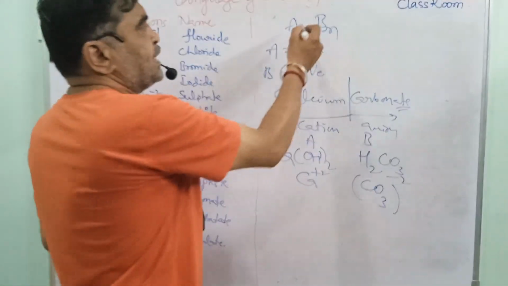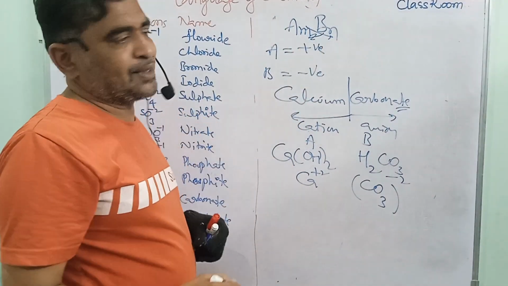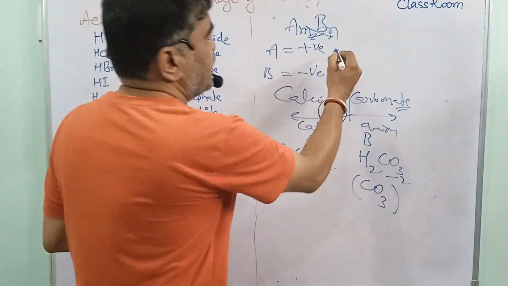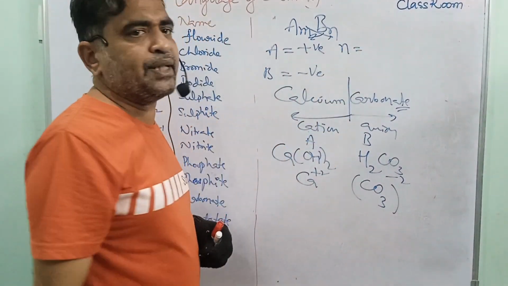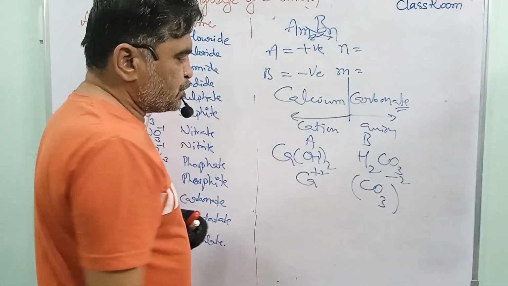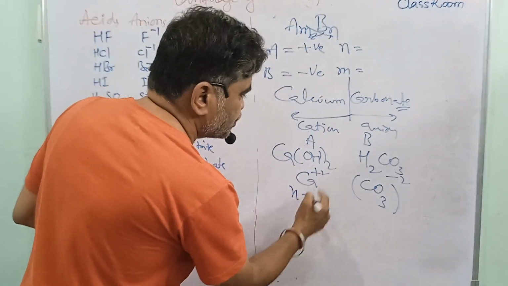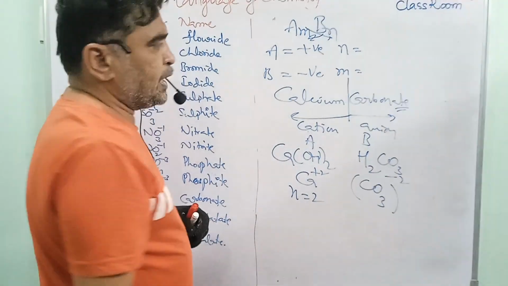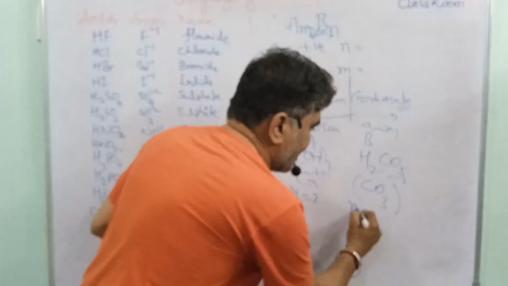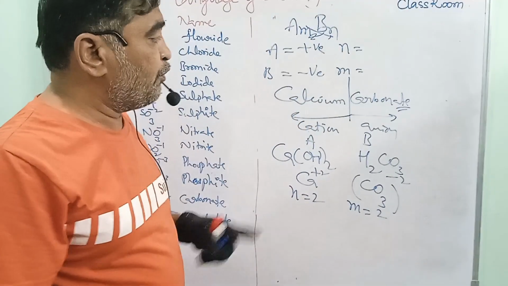So again, earlier it was crossing the valences, but here we cross the charges. A is the cation, so it has positive charges. How many positive charges? That is indicated by N. How many negative charges? That is indicated by M. Here calcium is the cation. How many positive charges do you have? 2. Similarly, M indicates the negative charges. How many negative charges here? 2. So I am writing the formula with this.